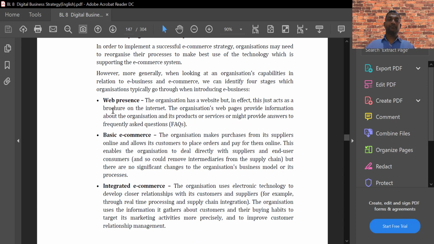First one is web presence. An organization can start by having a web presence, can open up a website, put the product details, brochures, things like that, and even let the potential customers and existing customers contact the organization via the website. So contact us forms or complaints page or things like that. So having a web presence is the first stage.